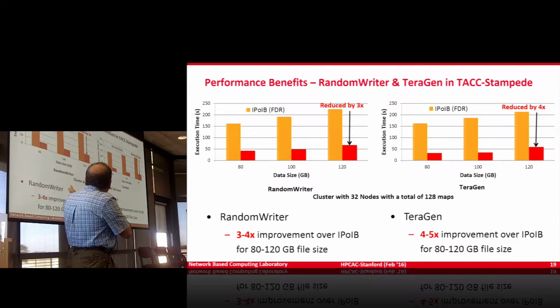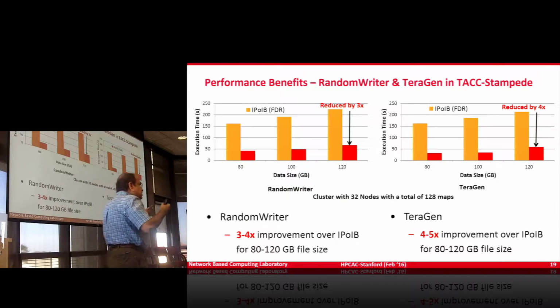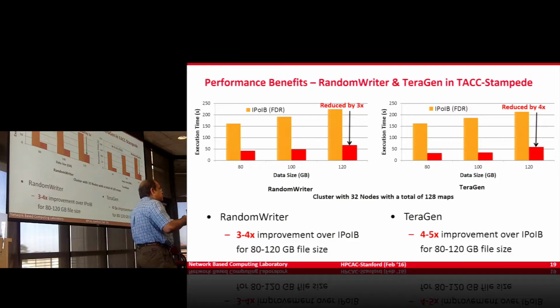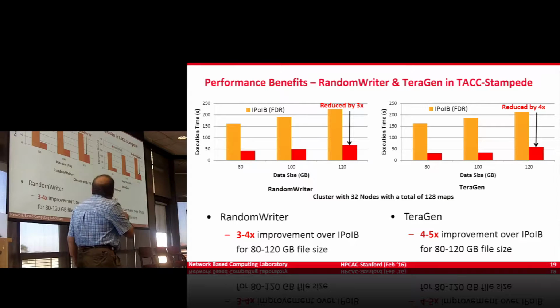The orange line is IP over IB. That means the existing stack is running with sockets over InfiniBand. And this is the red line, the red bars. Those are our RDMA-based designs. So here you can see that with the same hardware, just by changing the software, as the data size is increasing, we can reduce the overall execution time of RandomWriter by a factor of 3. Okay? You can get a 3x reduction in the time here.